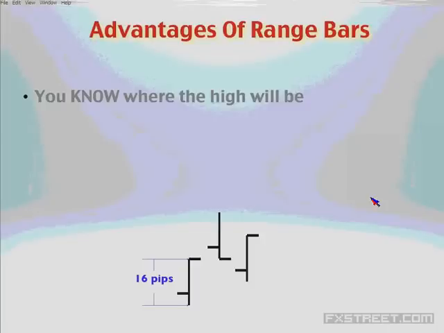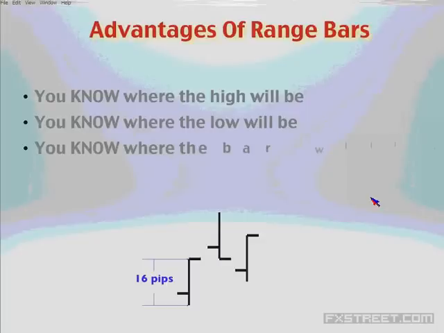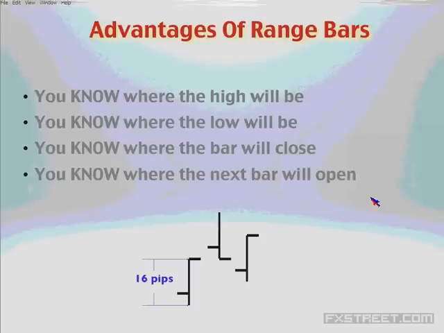Well, first of all, you know where the high of the bar will be, because the high of the bar will be exactly 16 pips away from the low of the bar. It can't be any other way. This is by definition. And therefore, you also know where the low of the bar will be, because it will be exactly 16 pips away from the high of the bar. Can't be any other way. You know where the bar will close, because by definition, as you can see here in this example, the bar will either close at the high or it will close at the low. There's no other way around. Can't be any other way.